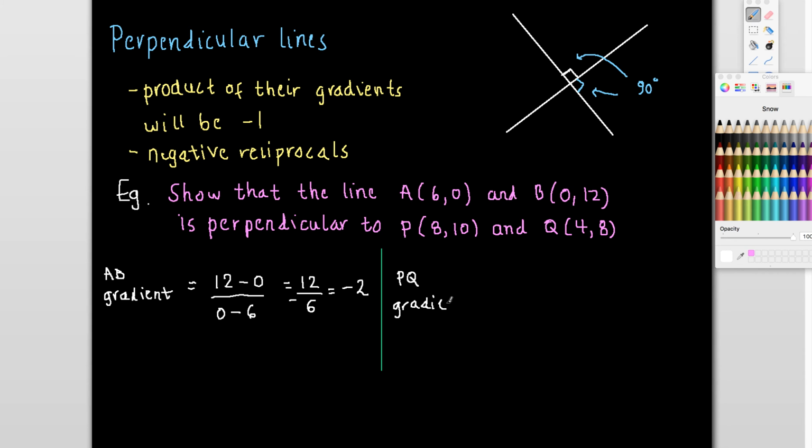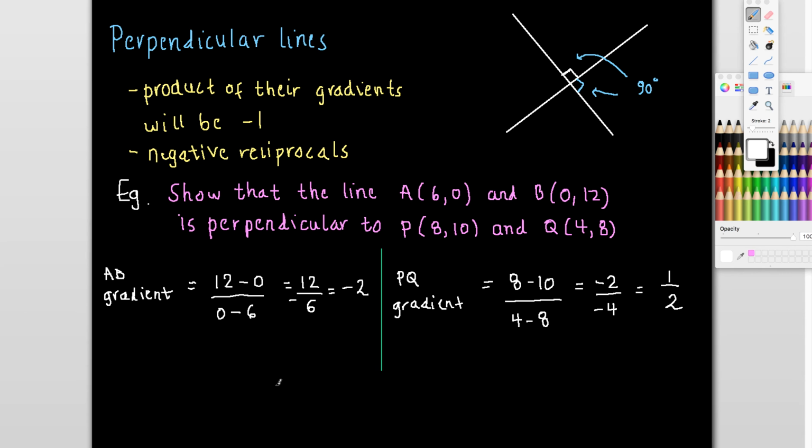Again, difference in the y values. As you can see, we have 8 minus 10. I might just move that over so I have a bit more space. And difference in the x, 4 minus 8. So 8 minus 10, we're going to get -2. 4 minus 8, we're going to get -4. So when we cancel out the negatives and simplify, we've actually got 1/2.